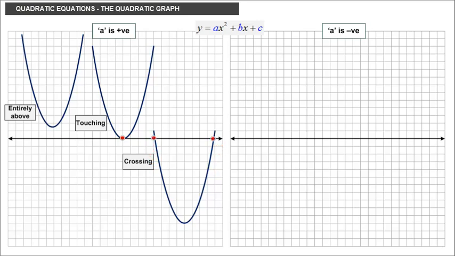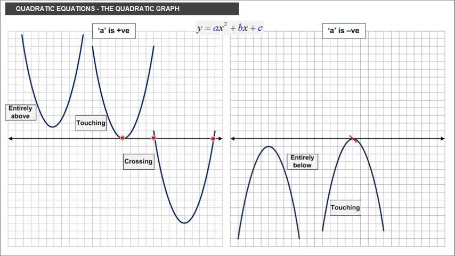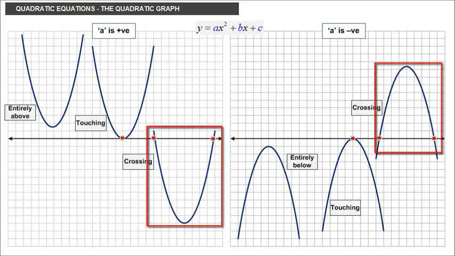Similarly, the N-shaped graph could be entirely below the x-axis, or just touching the x-axis at 1 point or crossing it at 2 distinct points. There is no way an N-shaped graph could be entirely above the x-axis. These two ends of the graph will continue on and eventually cut the x-axis at 2 points. Therefore, with the x-axis, you could have no points of intersection, 1 point of intersection, or 2 points of intersection.